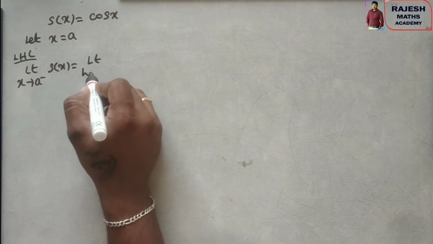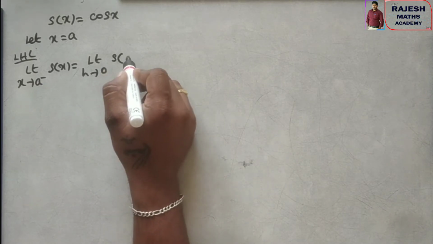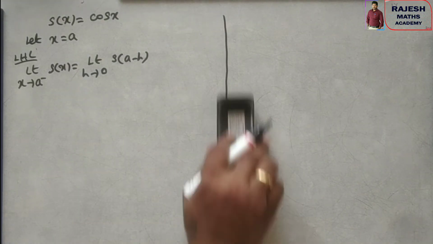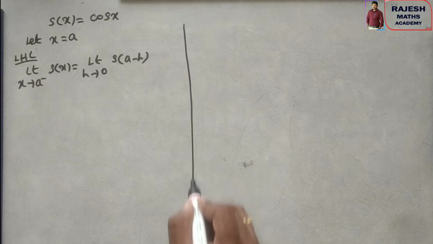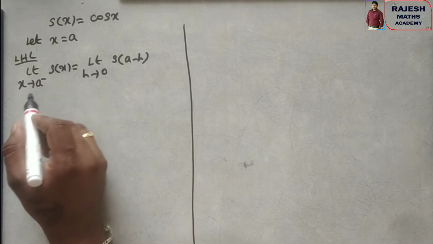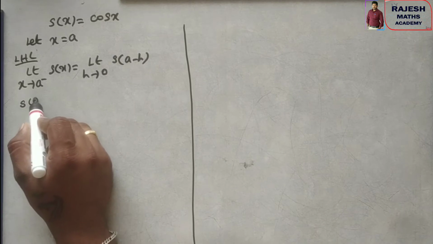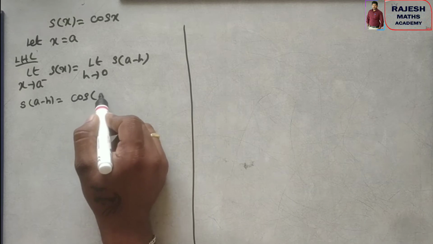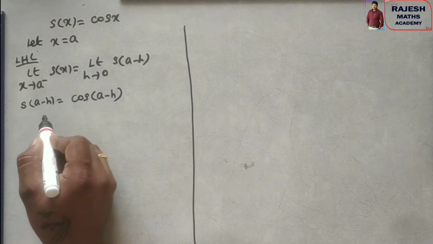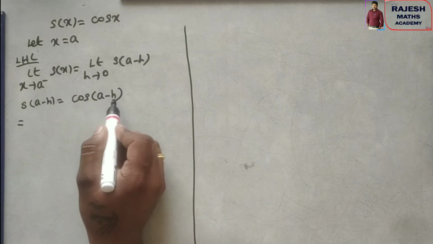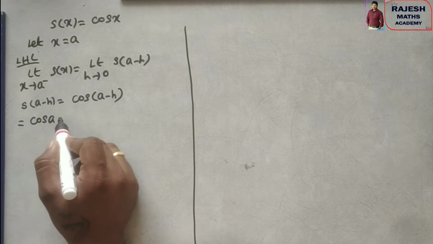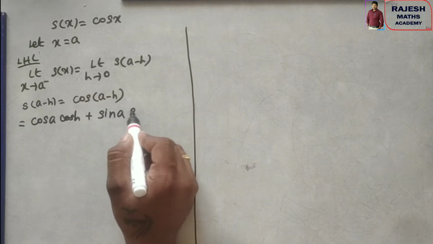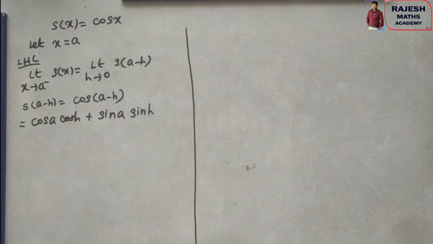Equal to limit h tends to 0 of s of a minus h. Then we will take the limit. So first find the value of s of a minus h. What is s of x? s of x equal to cos x. So s of a minus h means replace x with a minus h, so cos of a minus h will come. The expansion of cos of a minus b, I will write: cos a minus b equal to cos a cos b plus sin a sin b.